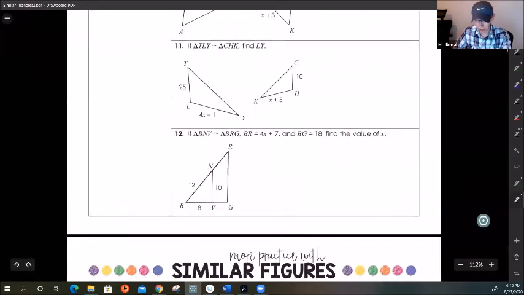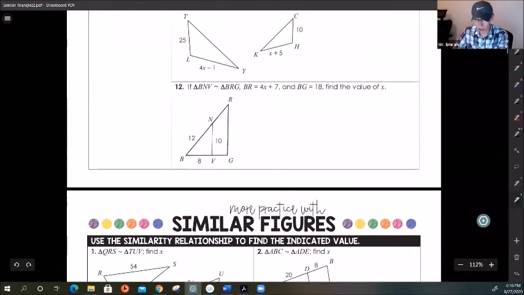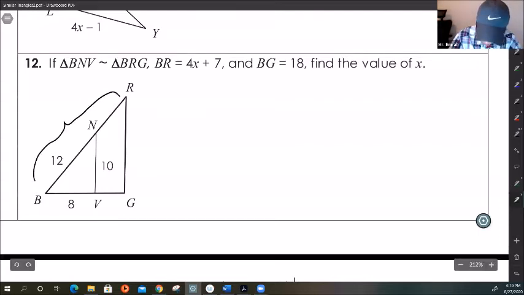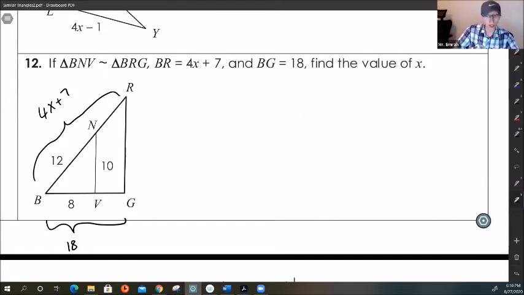Moving on. I don't see any fancy questions. Maybe 12, maybe. If triangle BNV is similar to triangle BRG, and BR is given as 4x plus 7, and BG is given to you as 18. Oh, not drawn to scale, I guess, because VG doesn't look like a 10, right? But it is a 10.